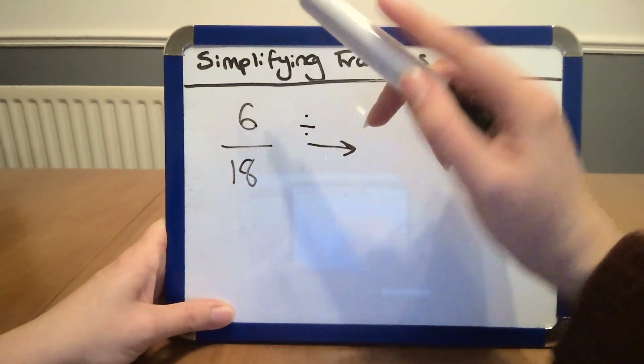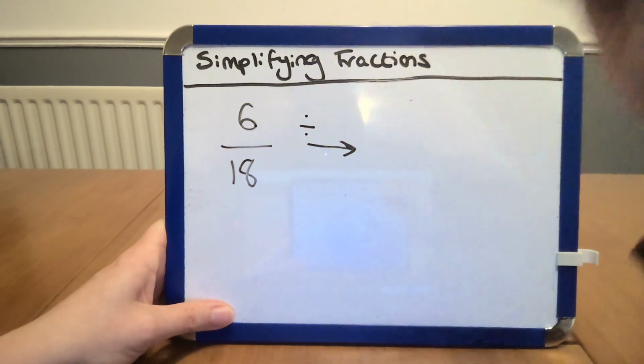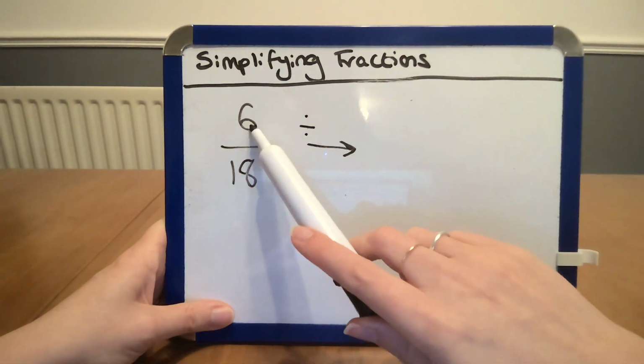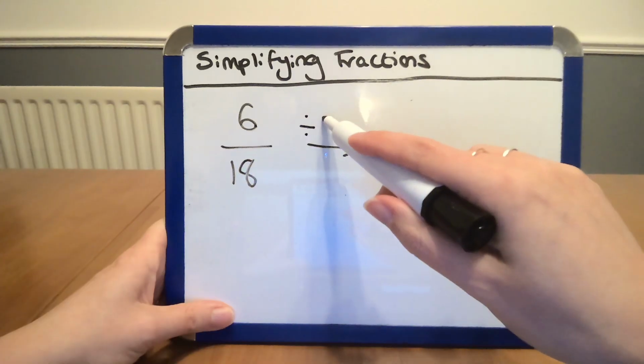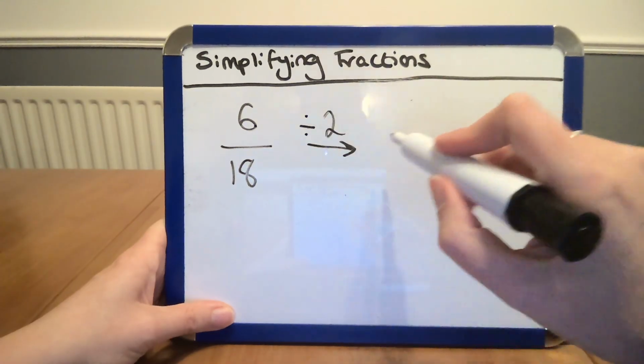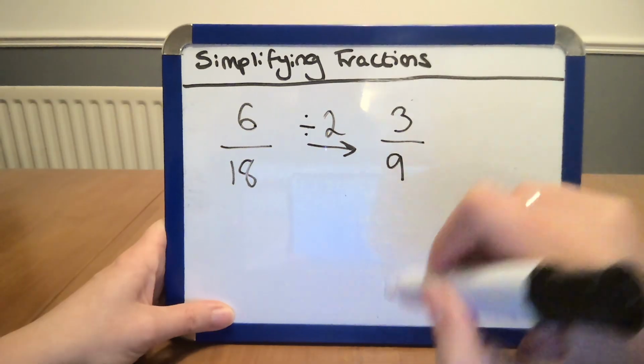So I need to think to myself, what can 6 be divided by and 18 can be divided by? And it has to be the same number, because whatever you do to the top, you have to do to the bottom. So because these are both even numbers, I'm going to start with dividing by 2. 6 divided by 2 is 3, and 18 divided by 2 is 9.